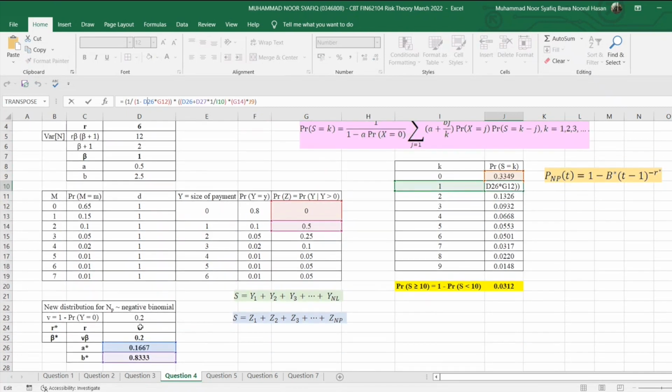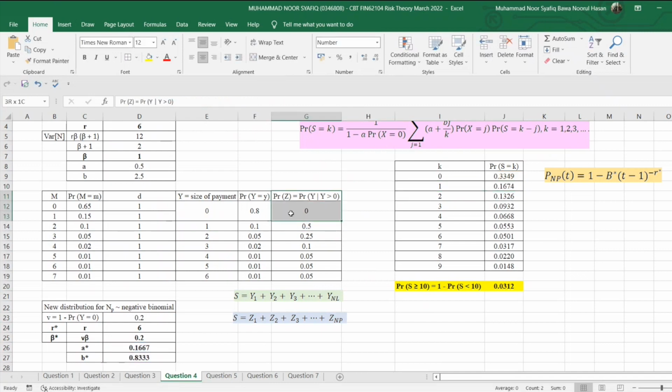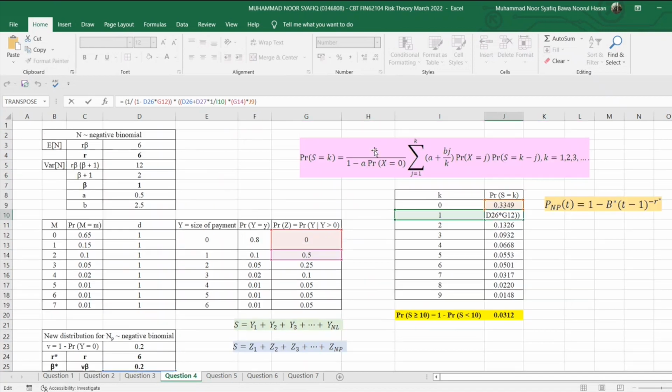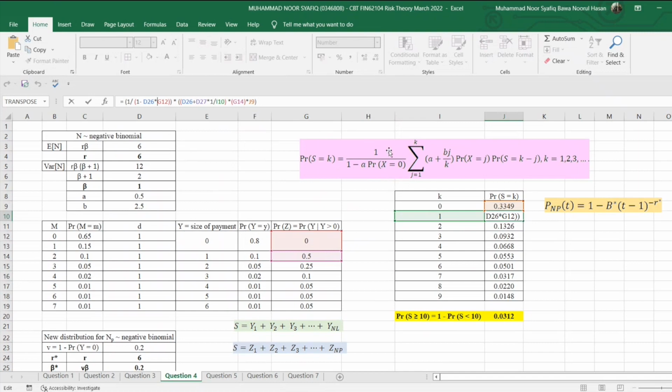Our a, we must use the a star because we are using the revised distribution. 1 minus a times the probability x equals to 0. In this case, our x is actually z, right? Because we are using the new distribution. So we have to take the probability z equals to 0 in this case, which is 0. So when the probability x equals to 0 is equal to 0, of course this whole part here will become 1. So for the upcoming calculations, we can exclude this and we can only focus on the summation from j equals to 1 to a specific value of k.